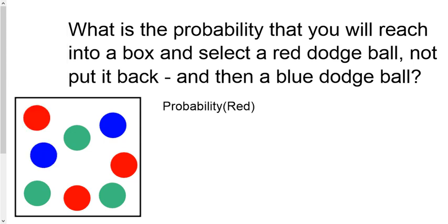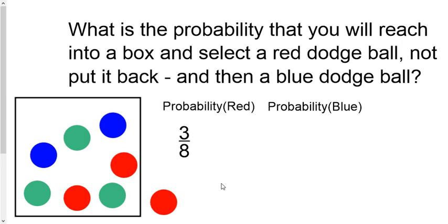Okay, so going back to the beginning of this scenario, what was the probability that you could reach in and grab that red dodgeball? Well, there are 8 total balls in there, so that would be the bottom number of our fraction, 8. But how many of them are red? 3 of them, right? So it would be a 3 out of 8 chance. So, you reached into the ball pit, you threw it, you missed, so it's not going back in the box. What is the probability that you would then grab a blue one?